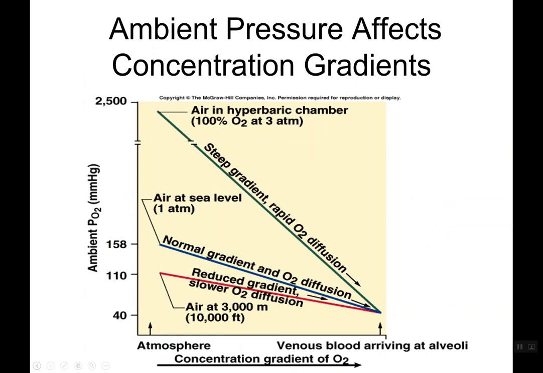Ambient pressure does affect concentration gradients. So air at sea level, or 1 atmosphere, we have a normal gradient and normal O2 diffusion. So this is the concentration gradient of oxygen. Here we have venous blood arriving at the alveoli. So the ambient PO2 is going to decrease here. The air in a hyperbaric chamber is really pressurizing the air and therefore the oxygen, so you have a super steep gradient. And the lower you get with ambient O2, the reduced gradient creates slower diffusion, which produces chronic hypoxia and hypoxemia.